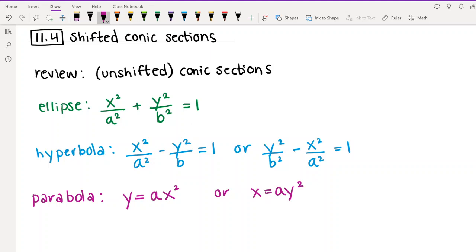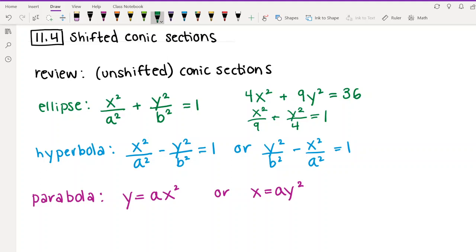Just to give a quick example, you could be given an equation for an ellipse where it was like, let's say, 4x squared plus 9y squared is equal to 36. That doesn't look exactly like what we had for the ellipse, but if you were to divide everything by 36, then it would. If you divided everything by 36, then you would get x squared over 9 plus y squared over 4 is equal to 1, and that you would know how to graph.